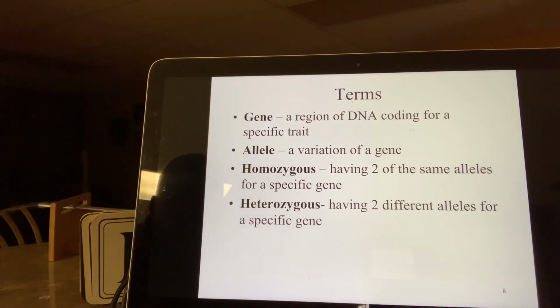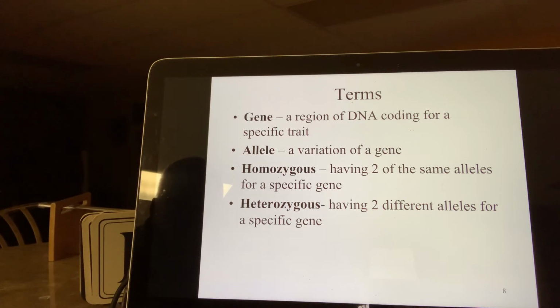Several terms we're going to talk about today. First of all, we've already mentioned a gene. A gene is a region of the DNA that codes for a specific trait, or more specifically, codes for a protein to be produced that can lead to a specific trait. There are variations of genes. Not all of us have the exact same genes. An allele is a variation of a gene. We'll talk about different alleles.